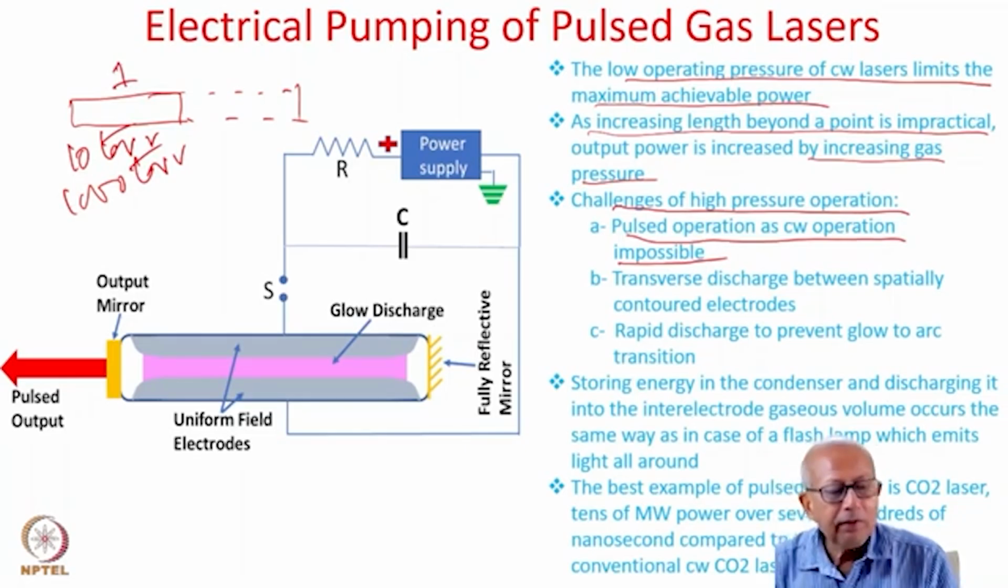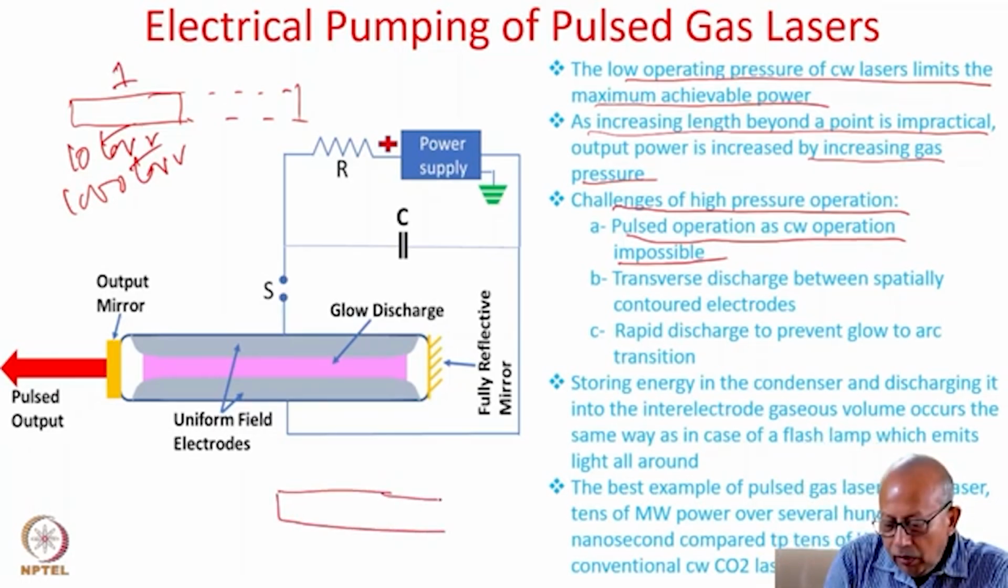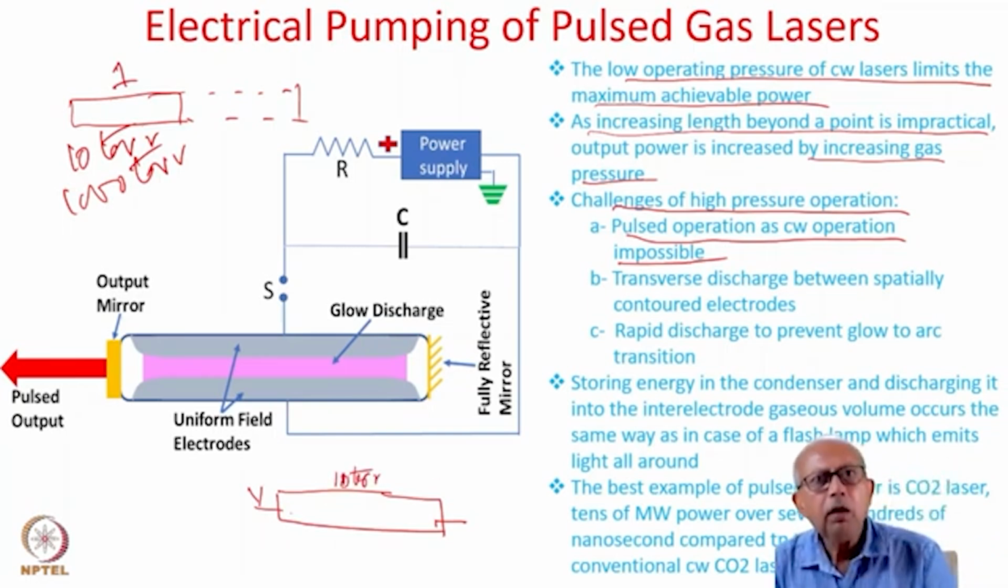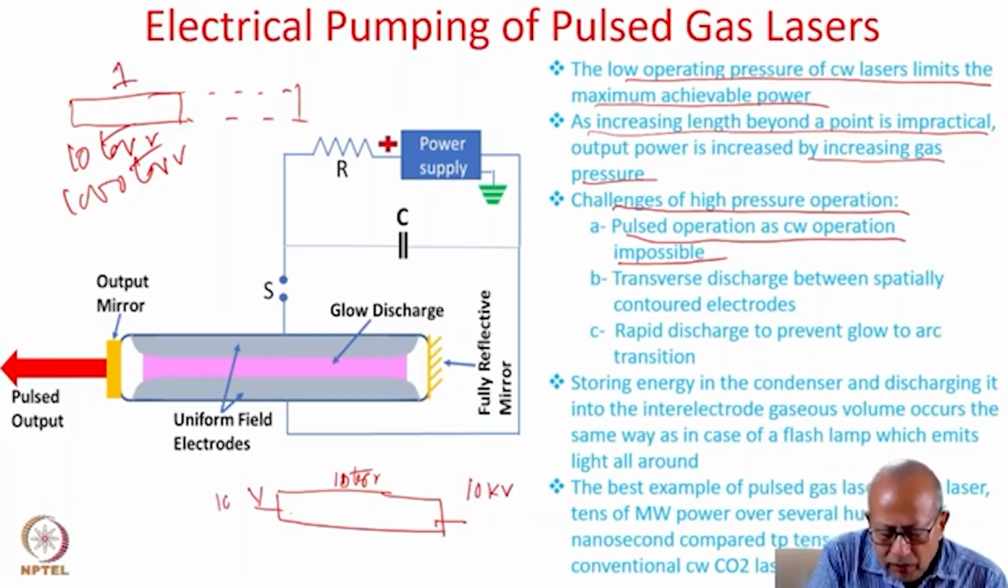And then there is another serious problem. Suppose, for longitudinal discharge, you have to apply a voltage to break this gap. This is called breakdown voltage. So if you operate at say 10 torr pressure, typical operating pressure of a CW laser, low pressure CW laser, it breaks at a voltage of say 10 kV. That means if you apply 10 kV, then this gap will break. This is ground and you apply 10 kV.